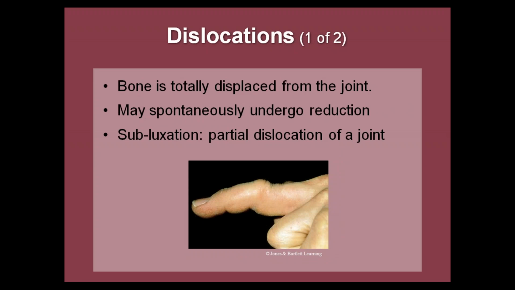Now, dislocations. The bone is totally displaced from the joint. So this is more specific to an actual joint dislocation, not a fracture. It may spontaneously undergo reduction. Subluxation is a partial dislocation of a joint. So there's your subluxation. Remember that as a term as well.